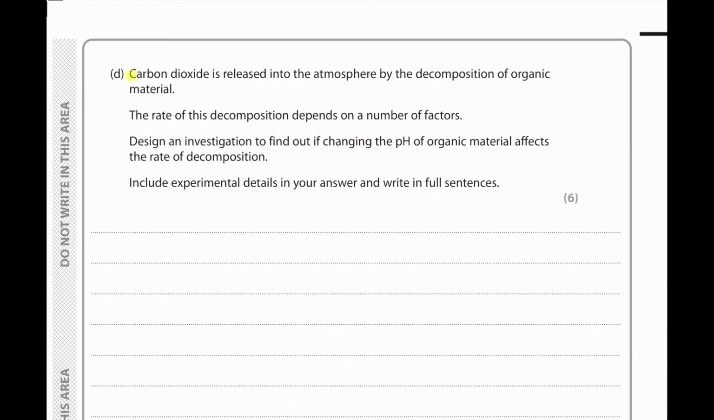Part D. Carbon dioxide is released into the atmosphere by the decomposition of organic material. The rate of this decomposition depends on a number of factors. Design an investigation to find out if changing the pH of organic material affects the rate of decomposition. Include experimental details in your answer and write in full sentences.